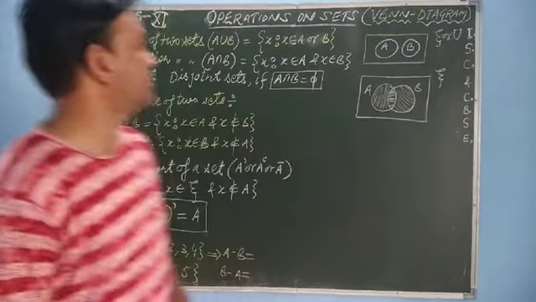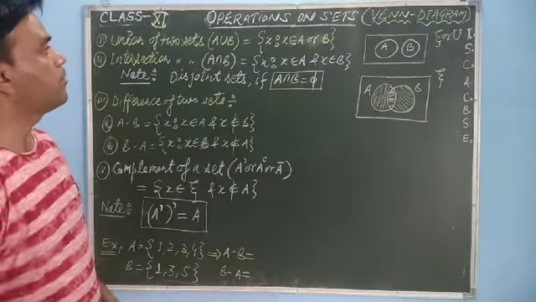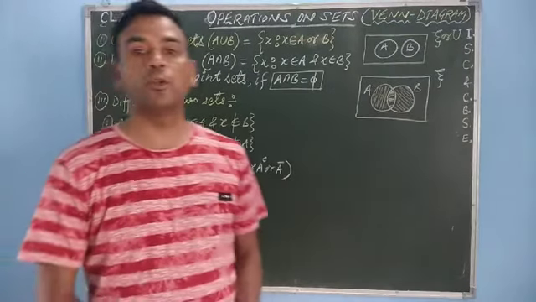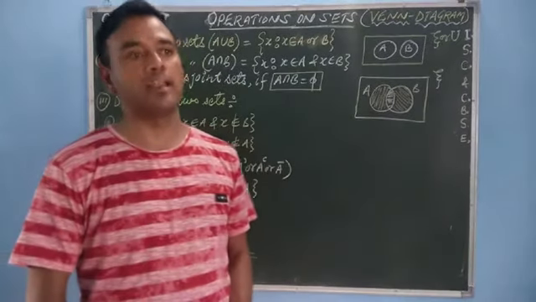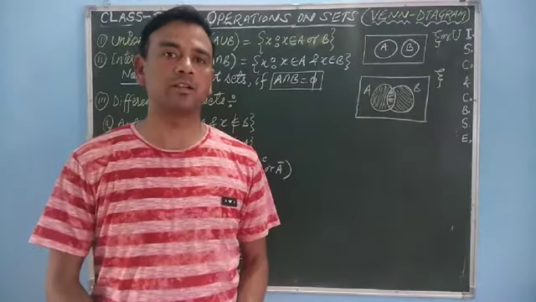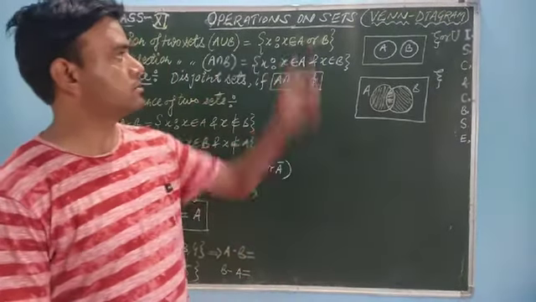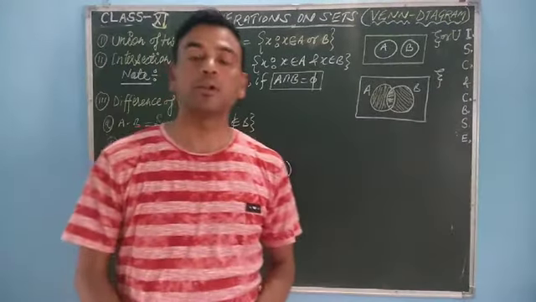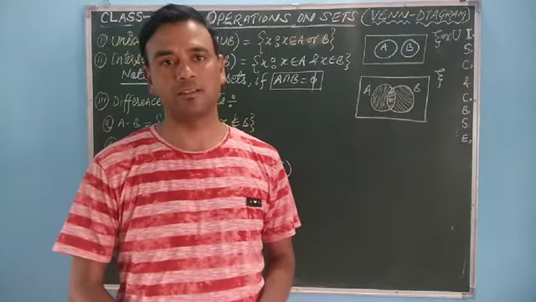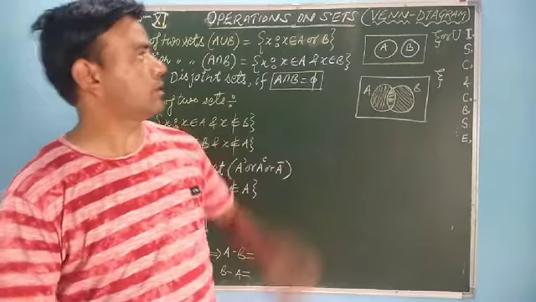So today we will discuss some operations on set theory using the Venn-Euler diagram, or you can say Venn diagram. Actually, Venn-Euler was a Swiss mathematician who introduced this geometrical figure to represent or to visualize the relationship between different sets. Okay, so we will discuss these things today.